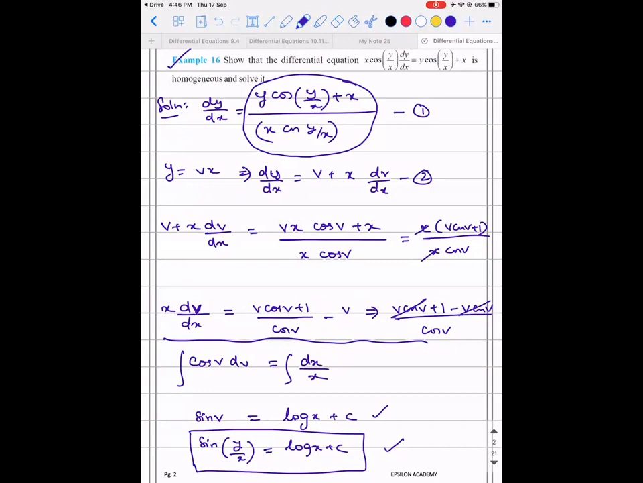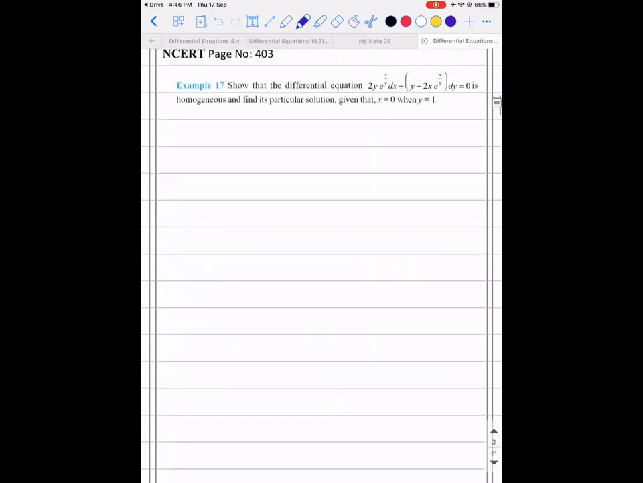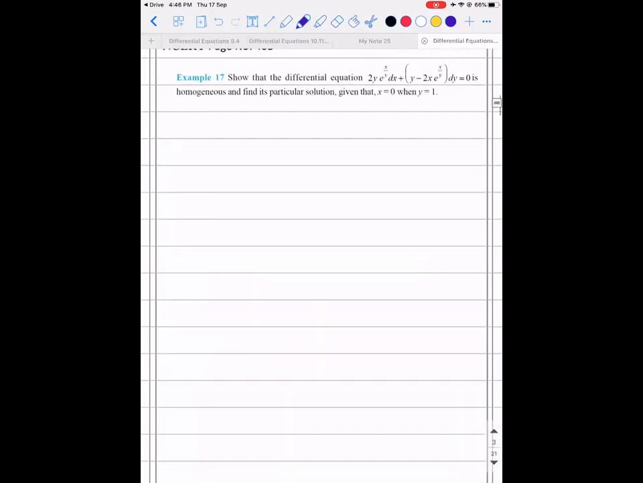Okay, I'm moving on to the next question. 17th one. Show that the differential equation 2y e power x by y dx plus y minus 2x e power x by y dy is equal to 0 is homogeneous, and find its particular solution when x is 0 and y is 1.